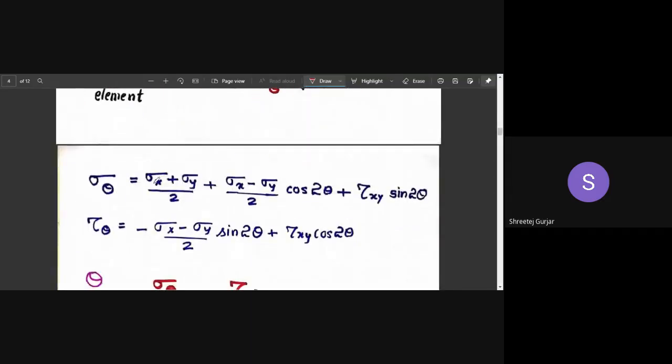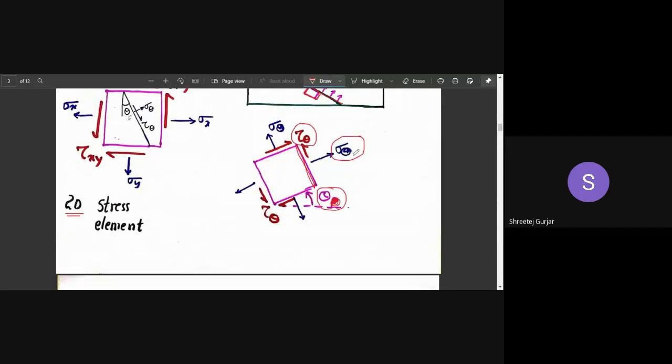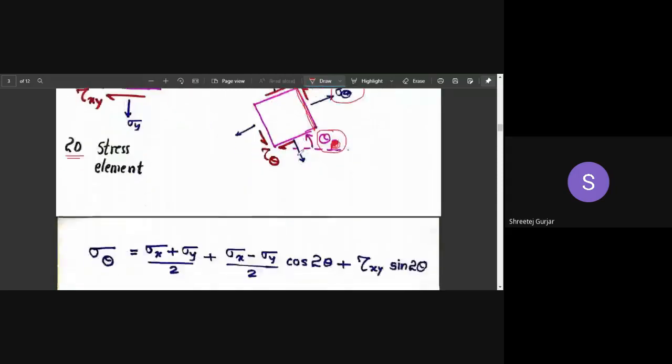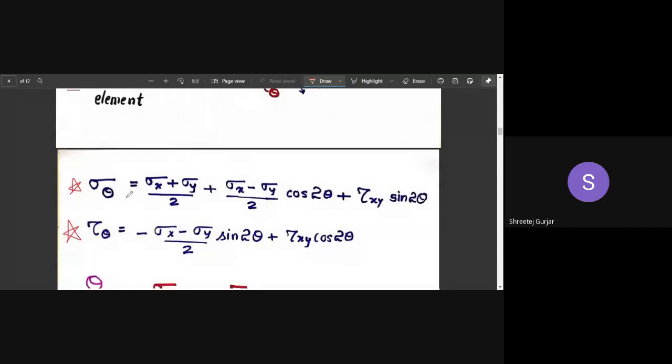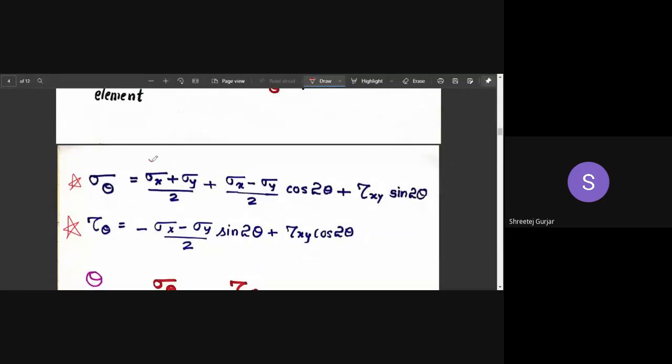Then to find sigma theta and tau theta, we have a formula, which you can see on your screen. To find the normal stress and shear stress at any particular angle, we have this formula. Sigma x, sigma y will be known to us, we can substitute, and tau xy will also be known to us. Theta is the angle by which we have rotated. We can find sigma theta and tau theta using these formulas.